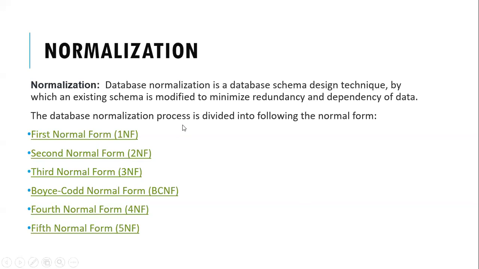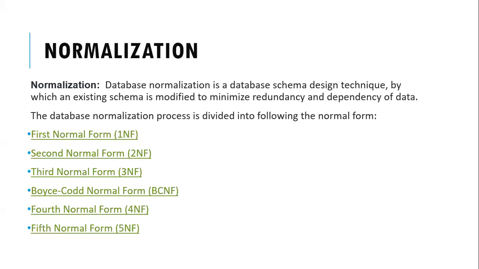Normalization is a database schema design technique by which an existing schema is modified to minimize redundancy and dependency of data. Let's suppose I have a database and we take the address. In the address column I have my apartment number, my street name, and the pin code. The address contains all this information.